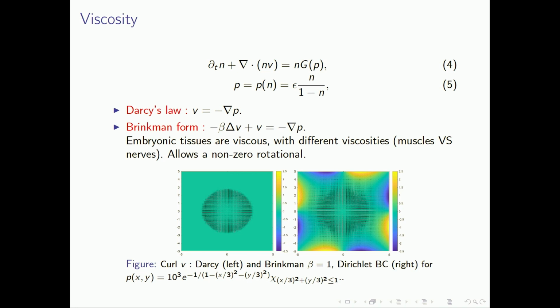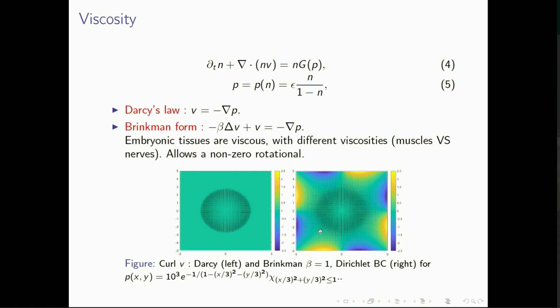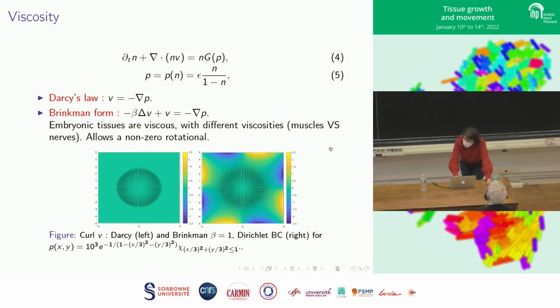Yes? How is it possible that the curl is not 0? Because the curl of a gradient is 0. Is V a gradient? So here, V is a gradient. Here, V is not necessarily a gradient. This depends on the boundary condition we choose. But here, we took a Dirichlet boundary condition, and V is not a gradient.